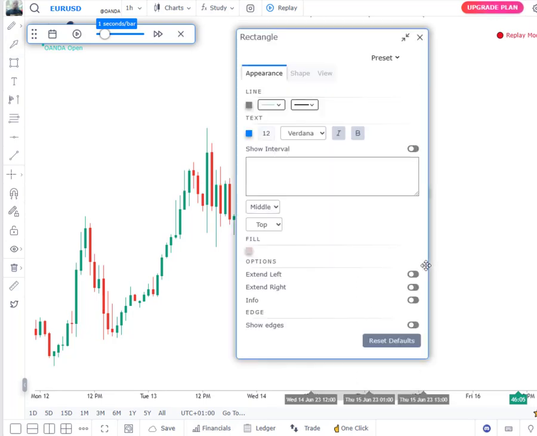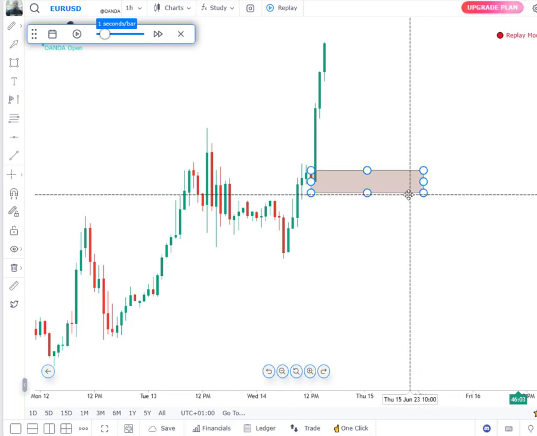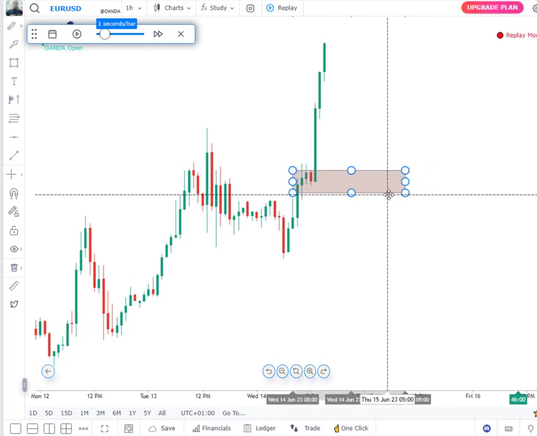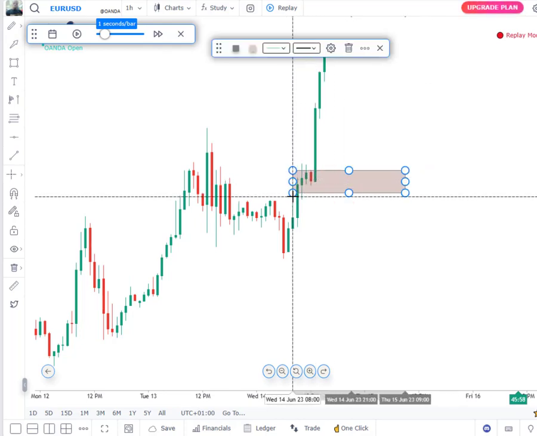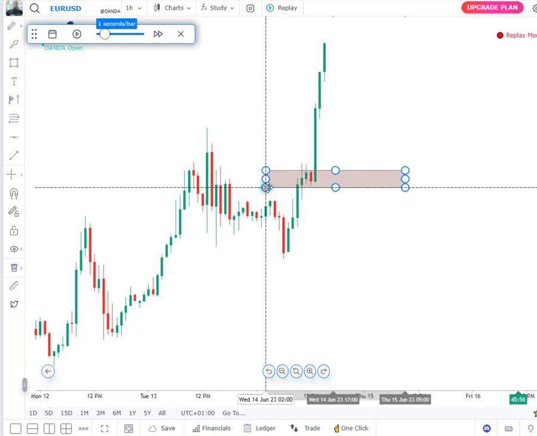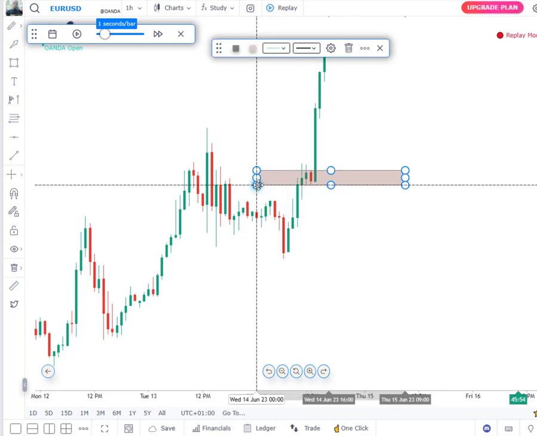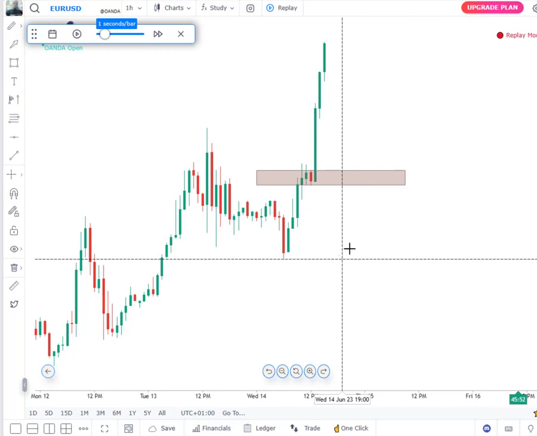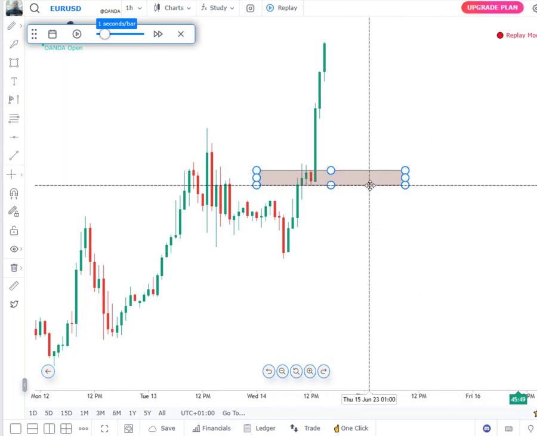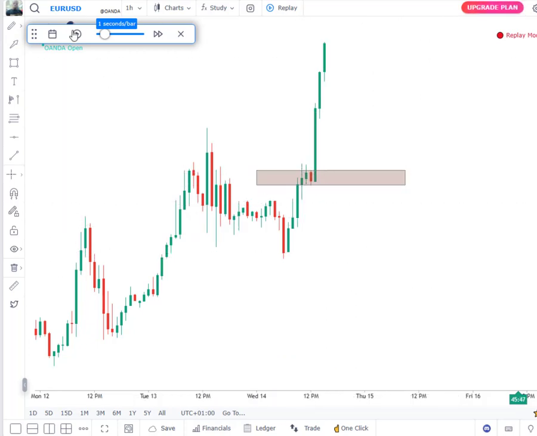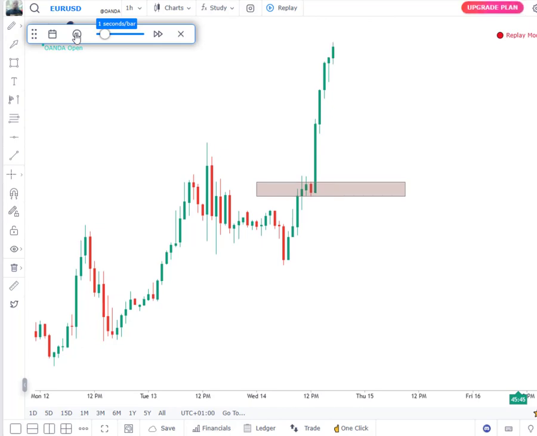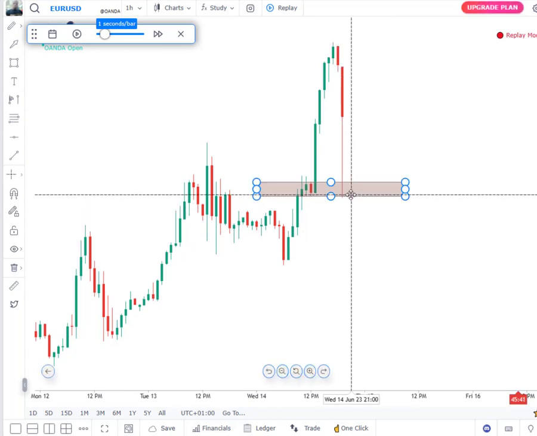Okay, now what you do is you pick a rectangle tool, and you connect from the top of the red candlestick right to the bottom, like that. So you are expecting price to come and tap that zone, because after that we have a lot of demand around this zone here. So you wait for price to come back around the zone and get rejected around that zone. Okay, now you see that price already tapped the zone.